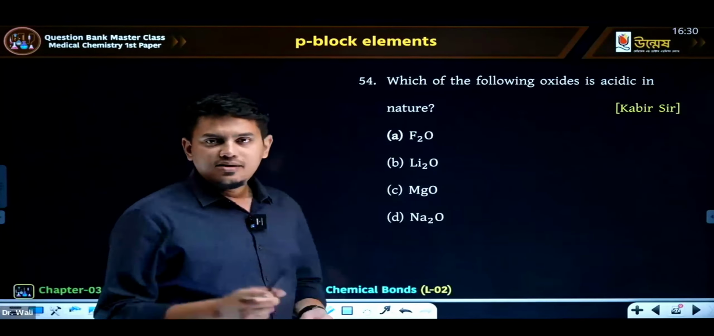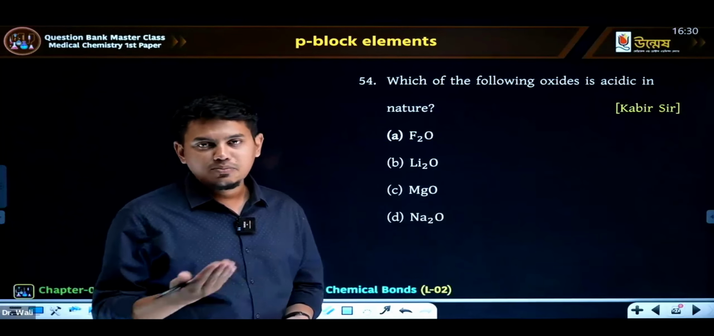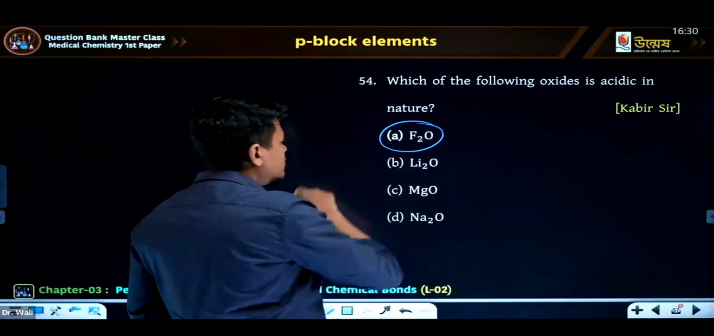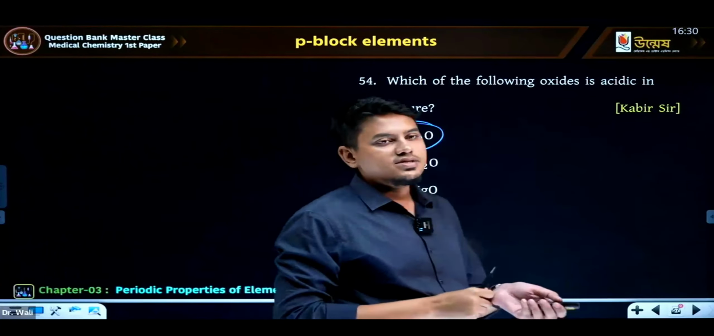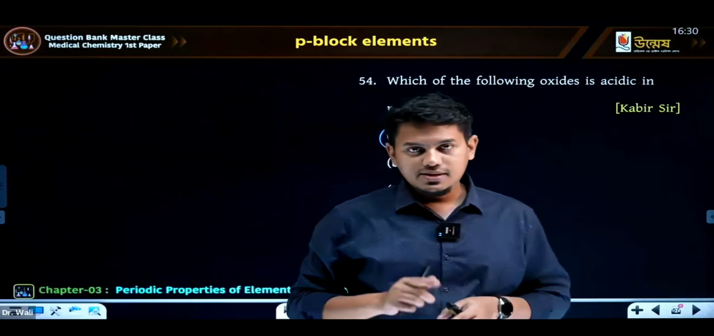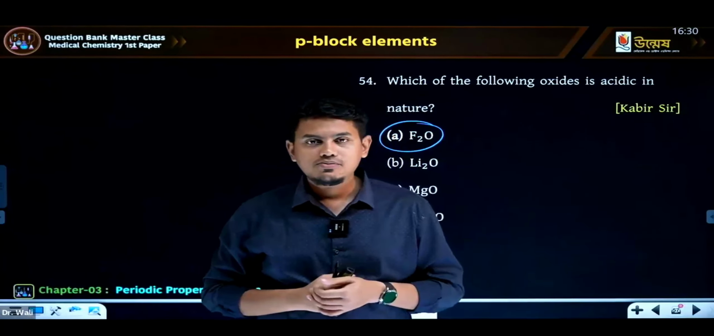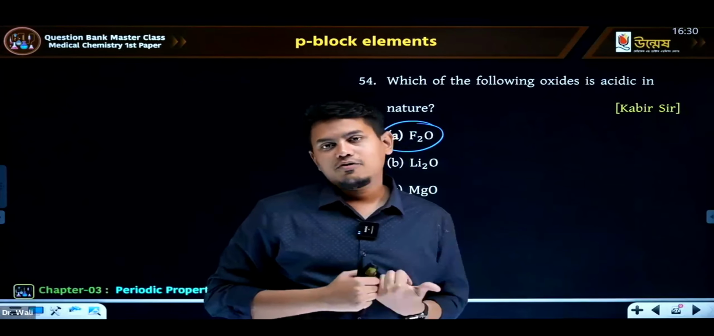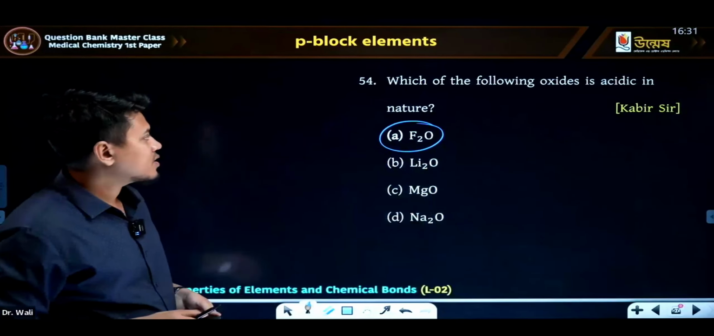Which of the following oxides is acidic? I think you will be able to answer this question. Acidic means non-metallic. So which one is non-metallic? Lithium oxide, magnesium oxide, sodium oxide? No. Fluorine oxide. Though fluorine does not generate oxide naturally, fluorine doesn't show any variable oxidation state. This is the answer I was trying to teach. You should know that fluorine does not show variable oxidation state. That's why we will not get multiple types of oxides for fluorine. This is the only type of oxide you can get.